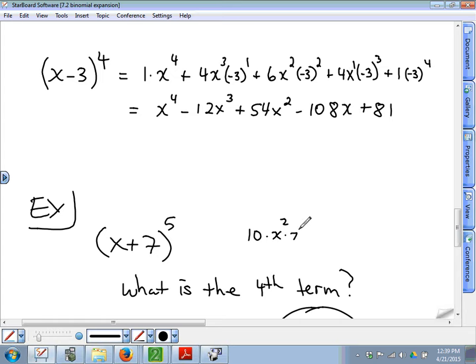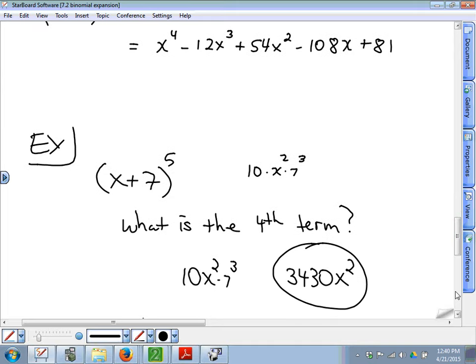And automatically we should now know the power of 7, because if you add these two powers together, it should equal 5. So what's the power of 7? 3. Exactly. So then you take 7, raise it to the 3rd power. That's 343. Then you times it by 10. It's 3,430 x squared. That would be the 4th term. So you have a couple questions like this on your test where you just have to tell me one specific term, not the entire expansion. Do you understand the difference?